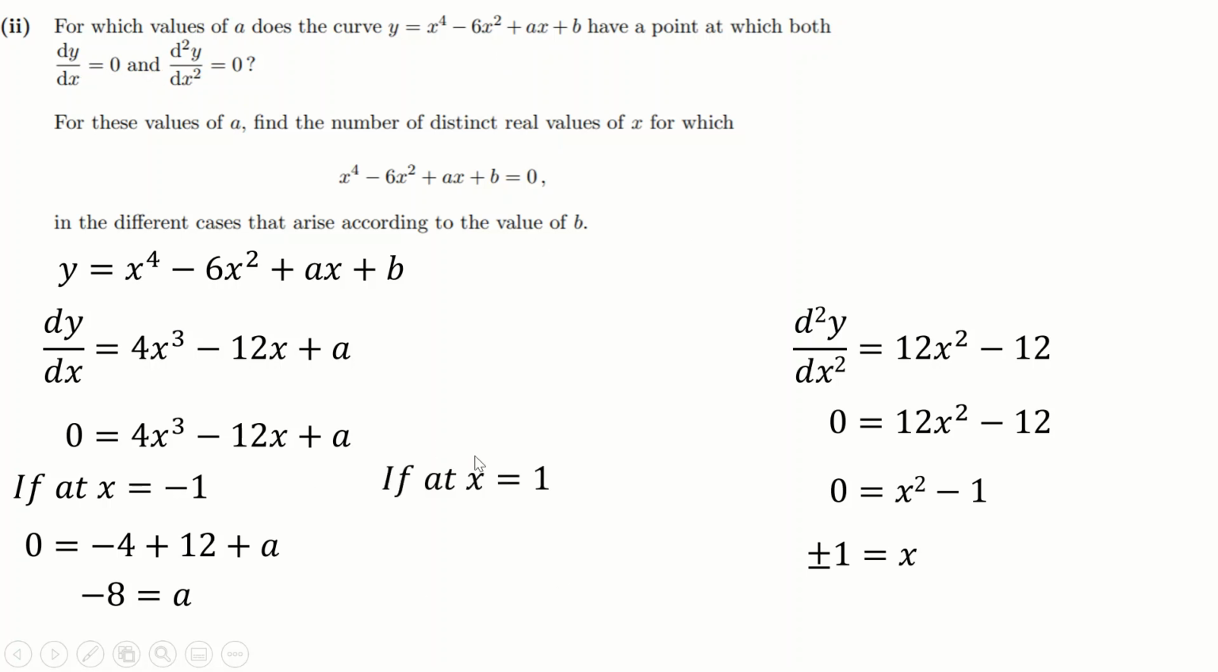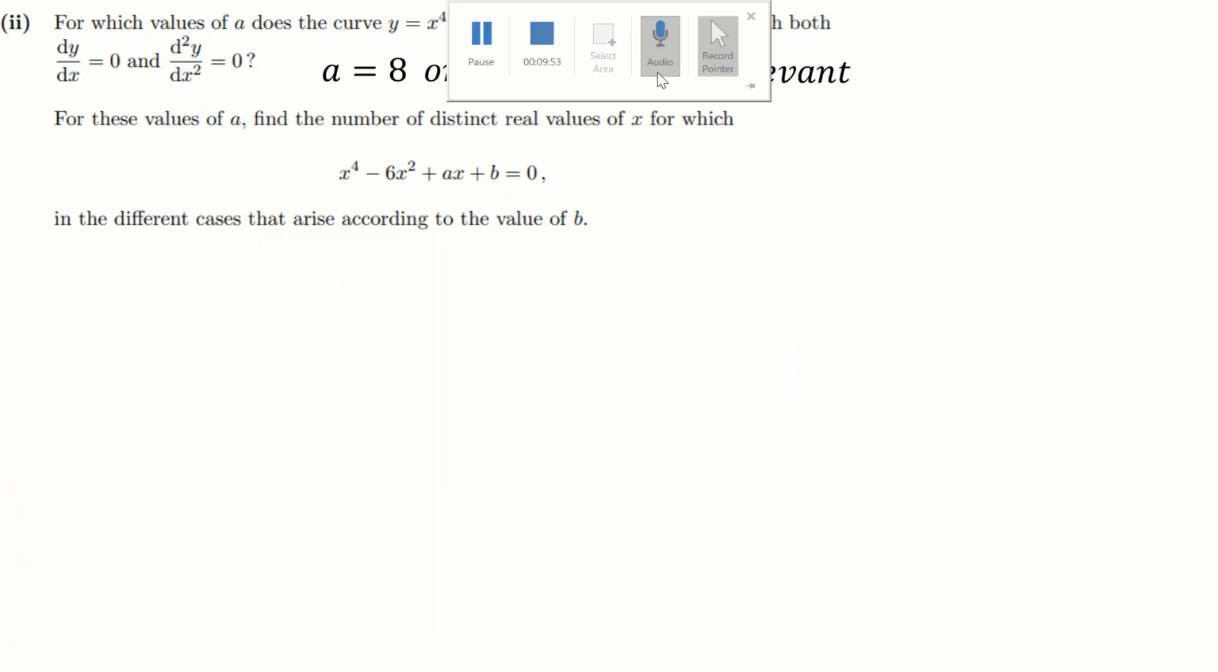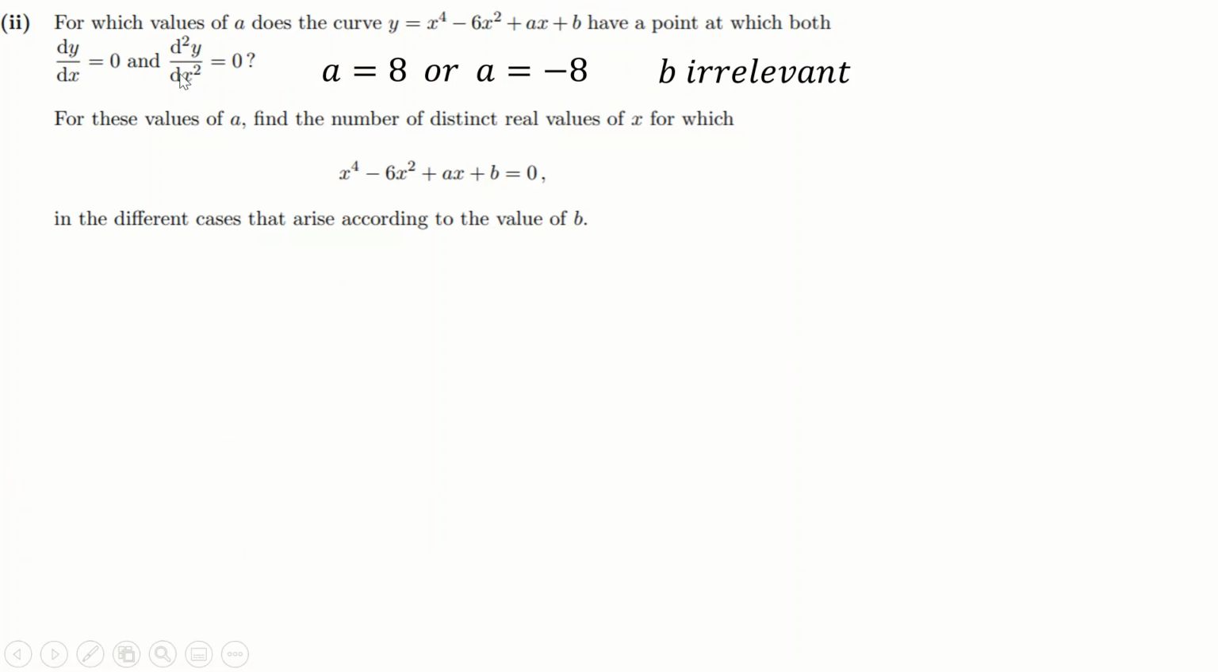And then for the other one, if x is positive 1, we put positive 1 into here, we get 4 minus 12 plus a, and a is 8. So again, this whole thing here has dy by dx and d2y by dx squared both equal to 0 if that's an 8, and it happens at x is positive 1. And those are the only times it ever happens. Okay, and b is irrelevant because when you differentiate, you get rid of the b term, right? So b doesn't matter. Let's go to here.